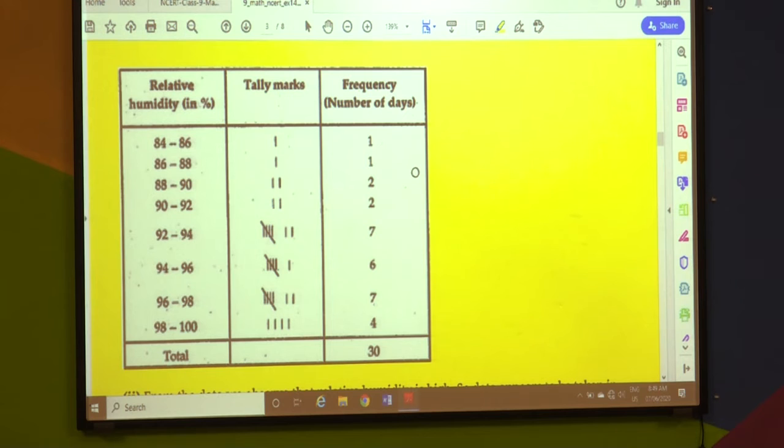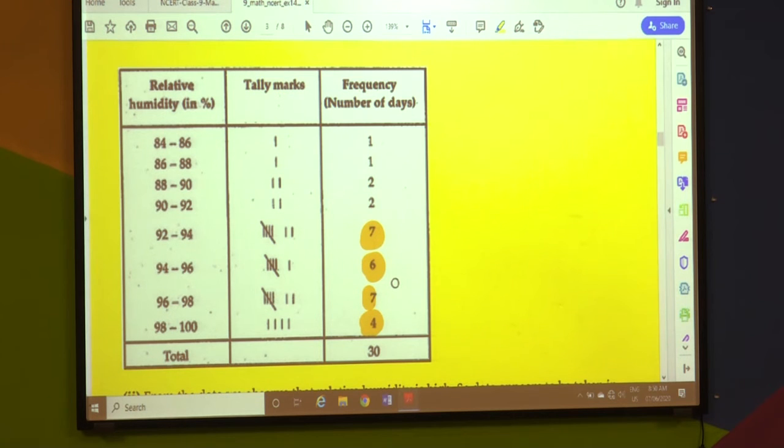You people have to work on your own to find the frequency of each class interval, the number of days. 84 to 86, number of days is 1. 86 to 88, again 1. 88 to 90, 2. 90 to 92, 2. 92 to 94, 7. 94 to 96, 6. 96 to 98, 7. And 98 to 100, 4.